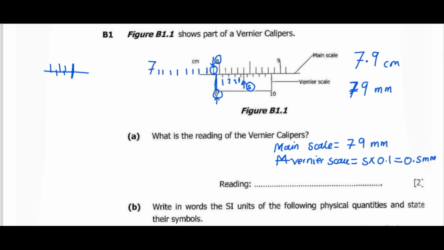The reason why I wanted this in millimeters is so that we have the same units and can just add. So 79 plus 0.5, then our final answer here will be 79.5 millimeters. So this is how you can find the reading. And for those that may want more of this, feel free to write your comments in the comment section below. I will see what I can do for that.